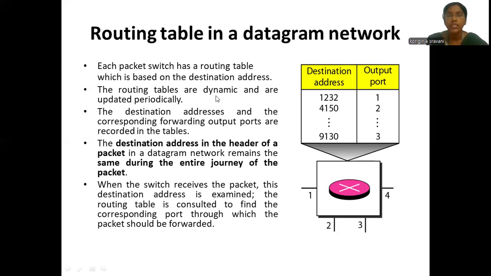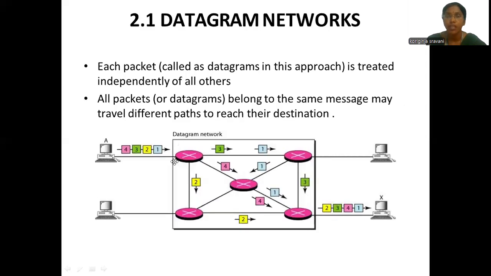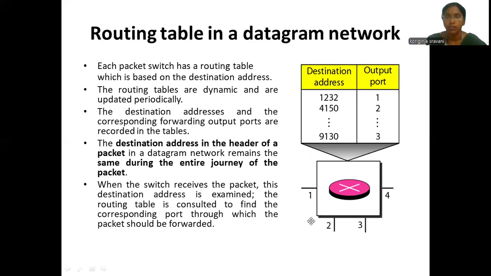The routing tables here are dynamic and will be updated periodically, for each and every type of connection. The destination address and output ports will be recorded in each switch, so every switch in the network has a switching table. The destination address will be in the header of the packet. For each and every packet, each datagram, we need to maintain a destination address so that we can identify from which port it has to be forwarded.